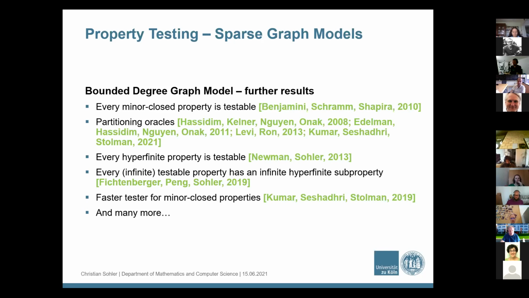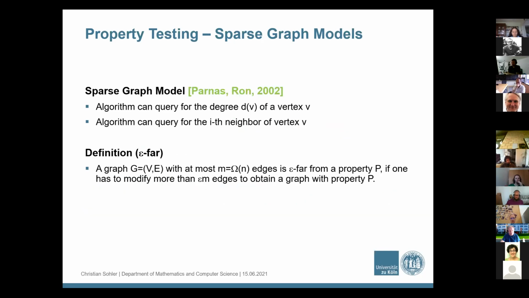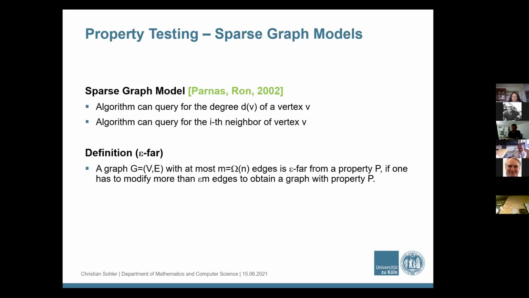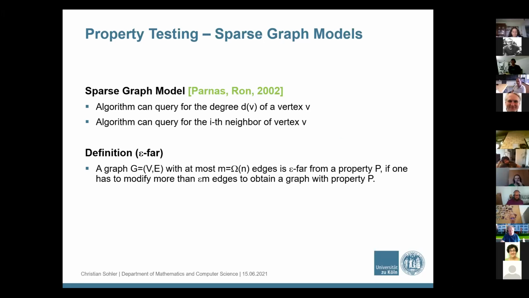So that's all I wanted to say about the bounded degree graph model, because the main part of today's talk is about planar graphs, where we don't have the guarantee that there's a bounded maximum degree. And this brings me to the sparse graph model introduced by Parnas and Ron. And in this model, this is a model for sparse graphs without a degree bound, and the algorithm in this model can query for the degree of a vertex and also query for the ith neighbor of a vertex.